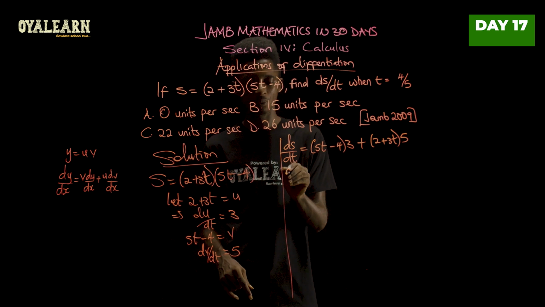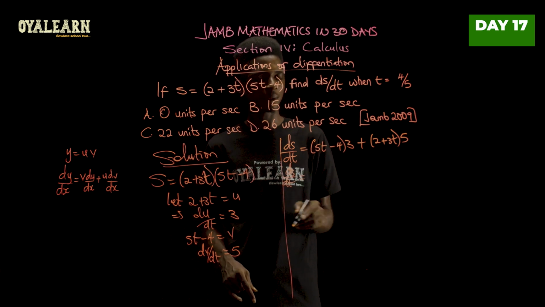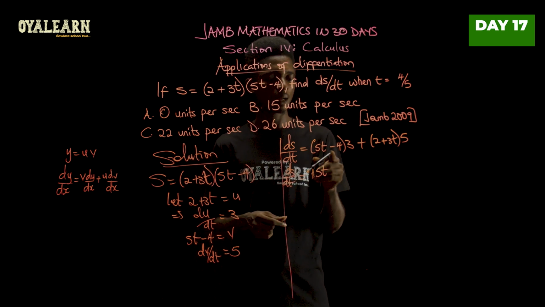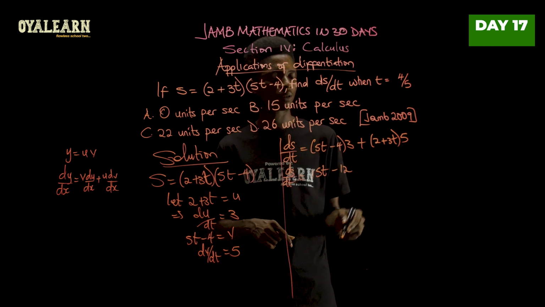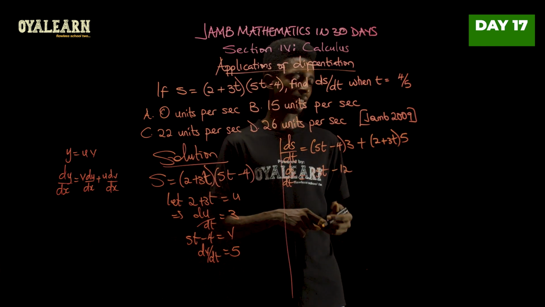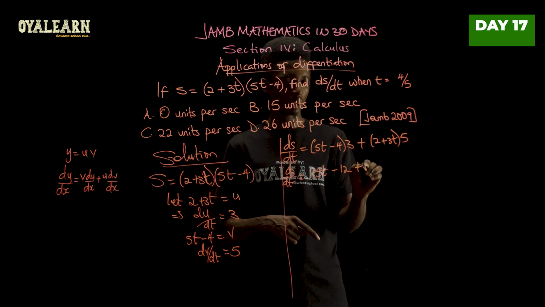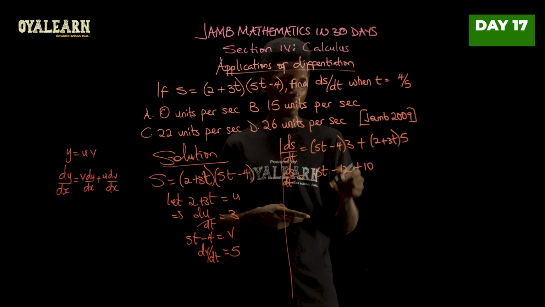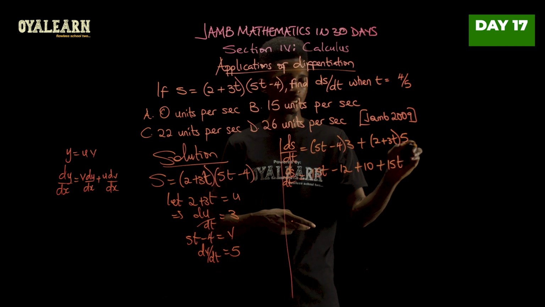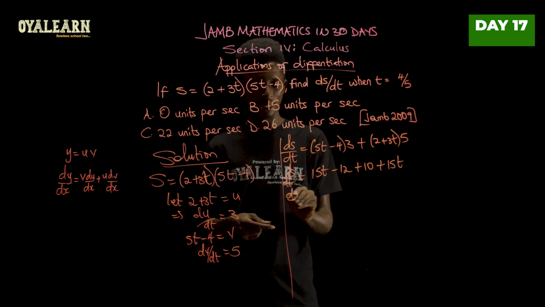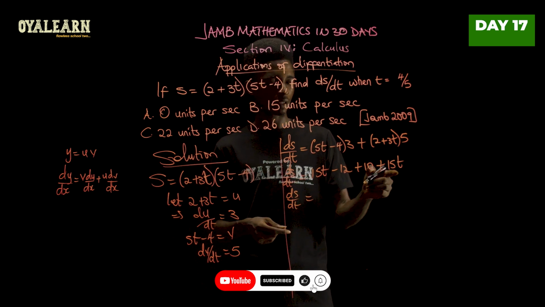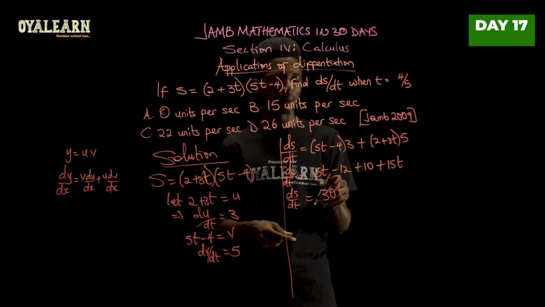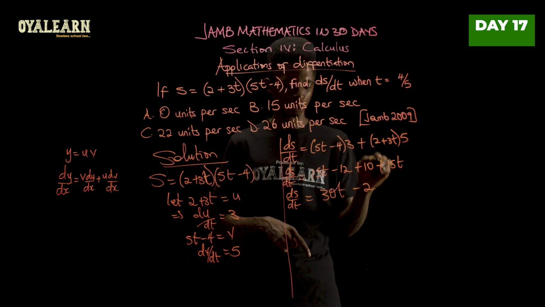Now let's open this. ds/dt will then become 3 multiplied by 5t will give us 15t. 3 multiplied by minus 4, that's minus 12. 5 multiplied by 2 is 10, and when you open that with the plus sign, you get plus 10. 5 multiplied by 3t will give us 15t, so we have plus 15t. Now collecting like terms, ds/dt will then be 15t plus 15t. Since they both have t, that will become 30t. And then minus 12 plus 10 will give us minus 2.